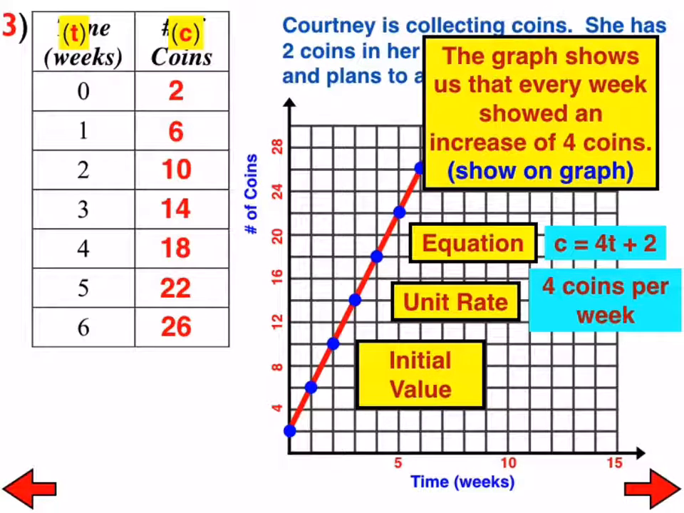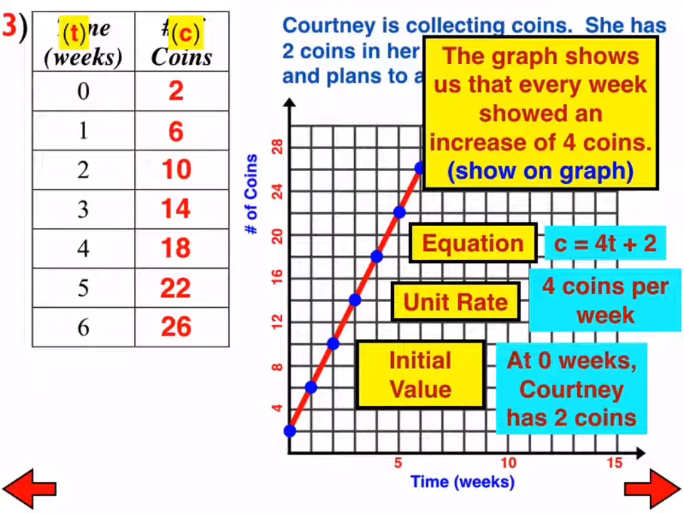The initial value, now once again, most of you wrote 2, but we've got to write down what it means within the context of this problem. So what it means is that at 0 weeks, Courtney has 2 coins. Now there are lots of ways of phrasing that so that it means the same thing. You could also write that Courtney started with 2 coins, but you have to have more than just a number. What does that initial value mean within the context of this problem?